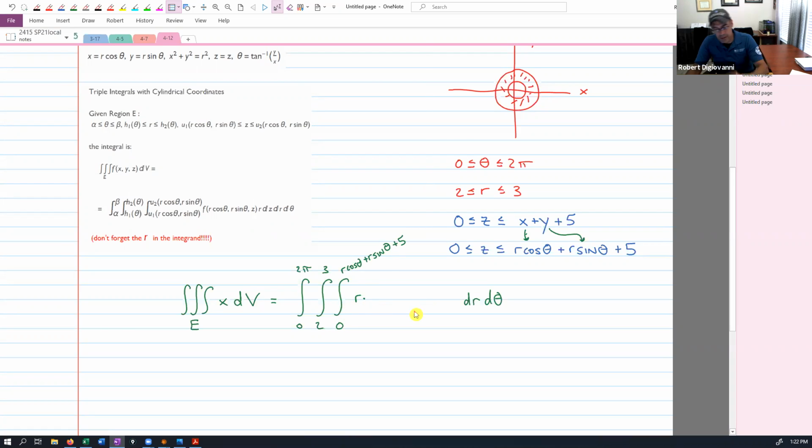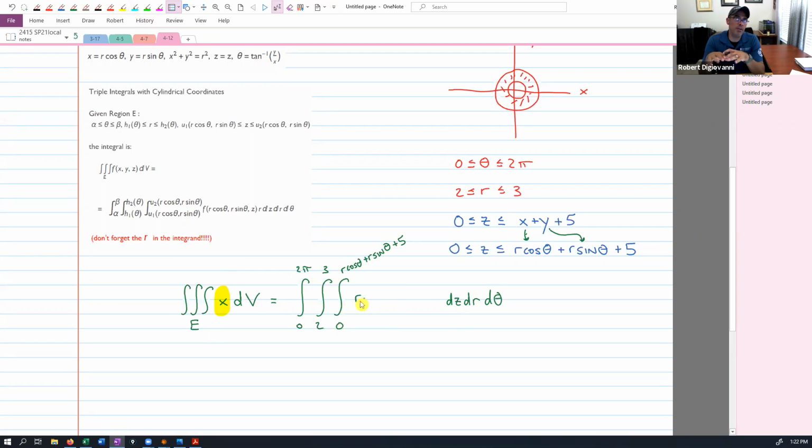What do I still need? This is going to be dz, right? That's the inner one, but what am I missing in here? What are we integrating? x, right? That's what we're integrating. So I need that x in here. See, the r is just because we went to polar. Now I keep on saying we went to polar.